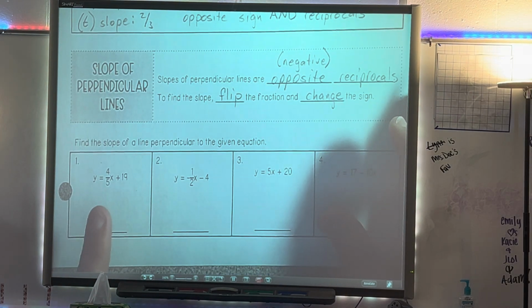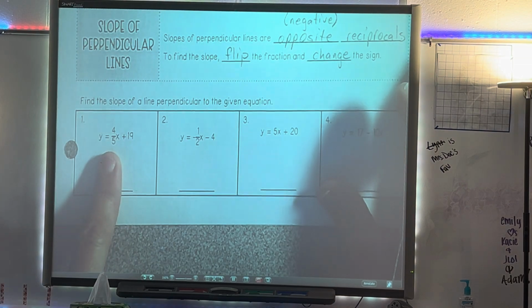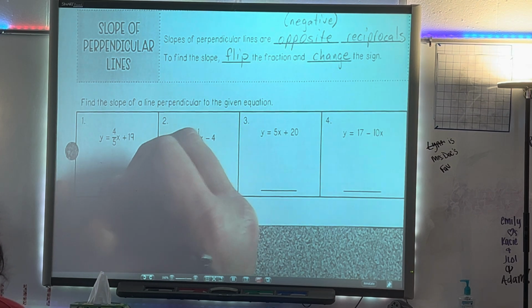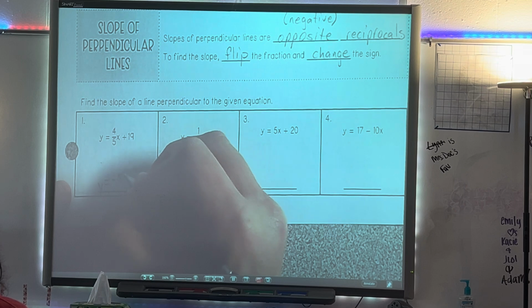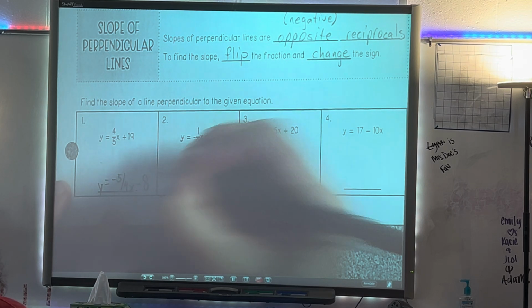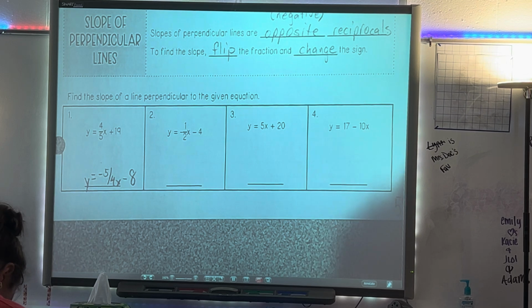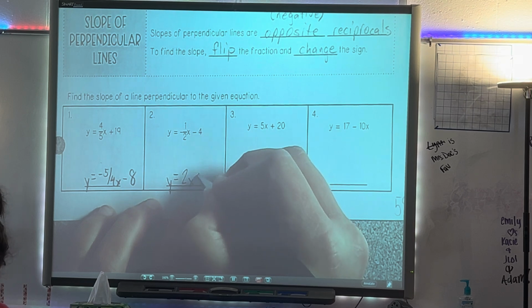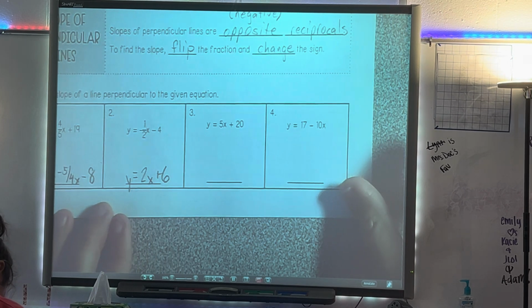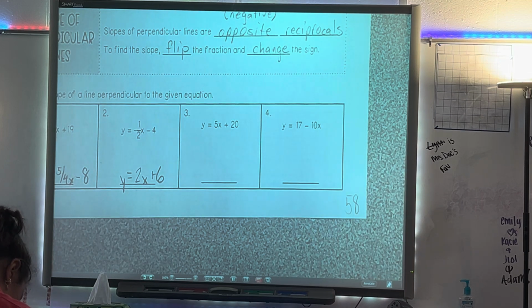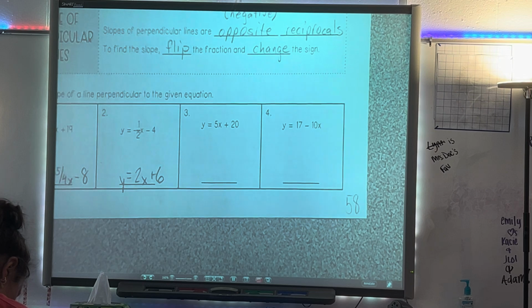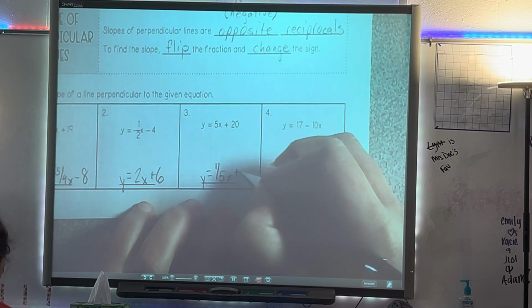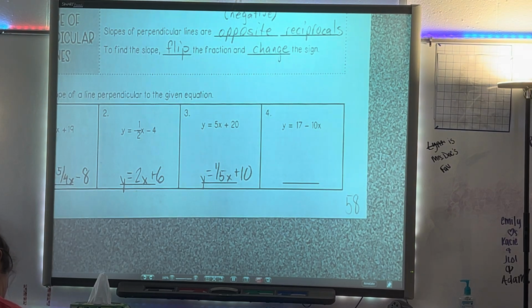Alright, so here, give me a line, and I don't care what it is, just give me a line that is perpendicular to this. Christian, give me one. Y equals -5/4 x - 8. Minus 8. Okay. Alright, what about for number 2? Corbin? Y equals 2 over 1 x plus 6. Okay, and I'm just going to write it as 2x, drop the 1. Alright, what about number 3? Olivia? Y equals 1/5 x plus 10.